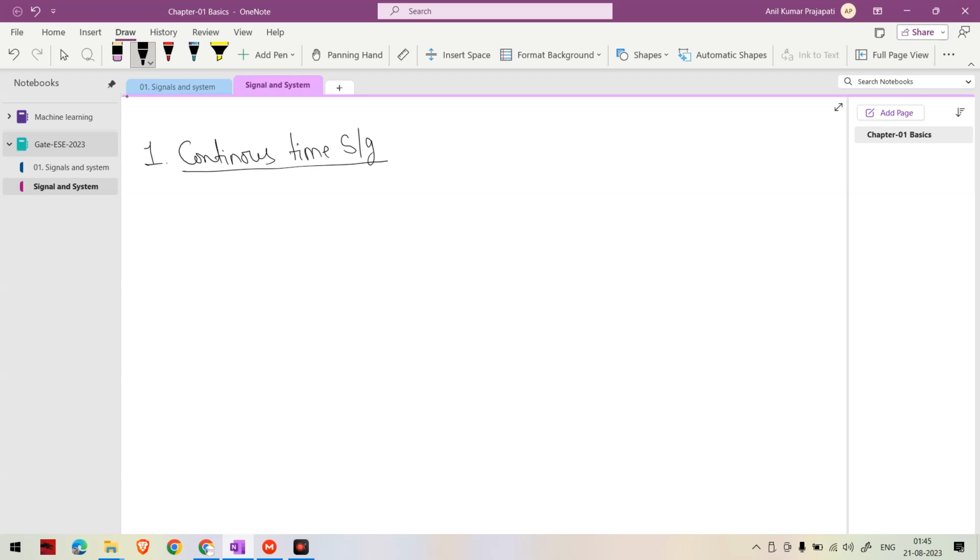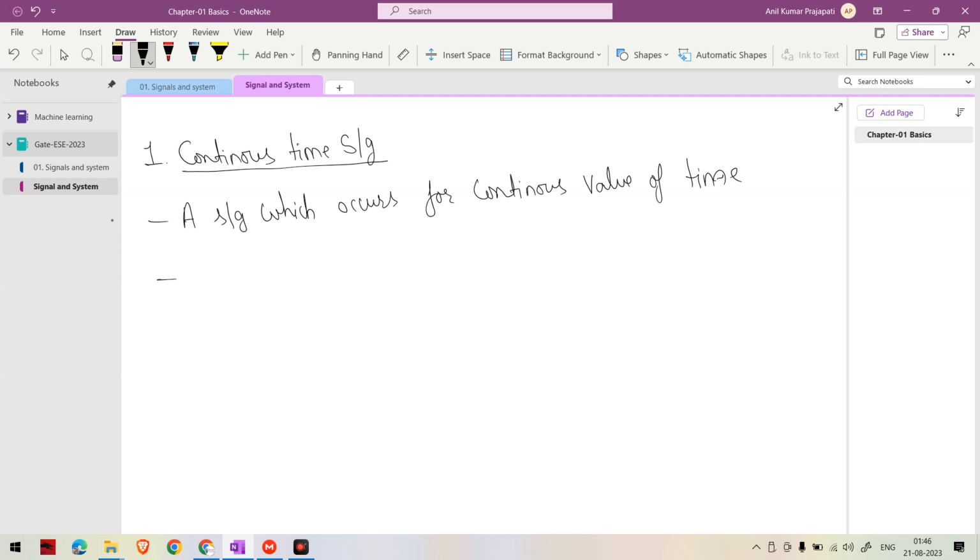So what is the meaning of continuous? Continuous means which does not contain any discontinuity, basically. So we can say a signal which occurs for continuous time, or continuous values of time, is called a continuous signal.